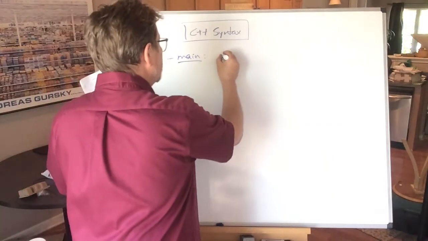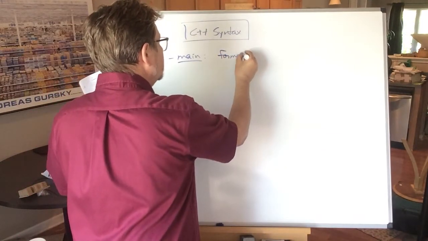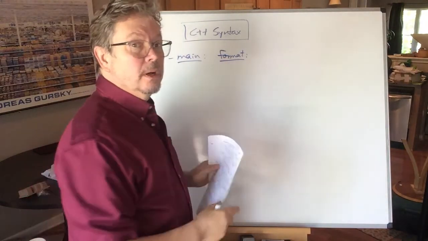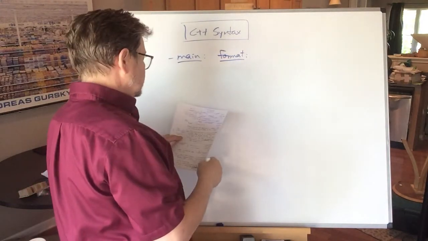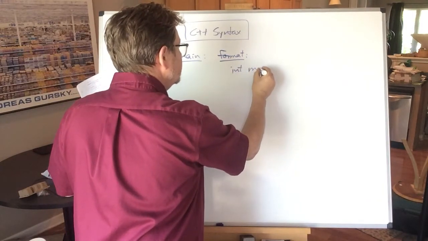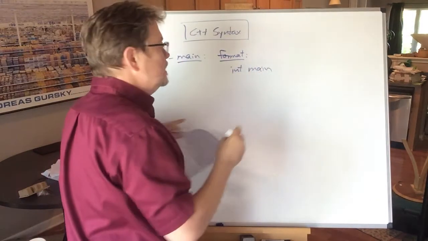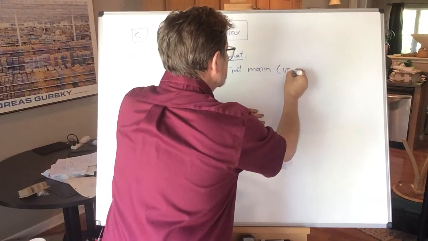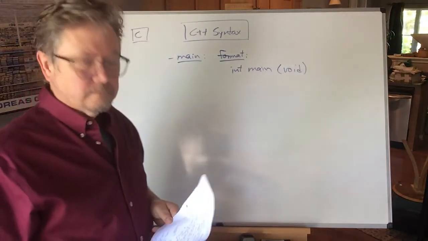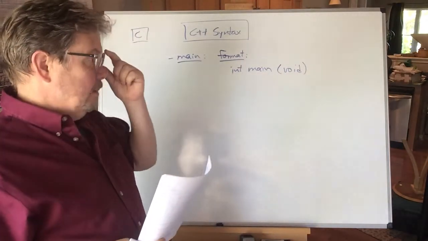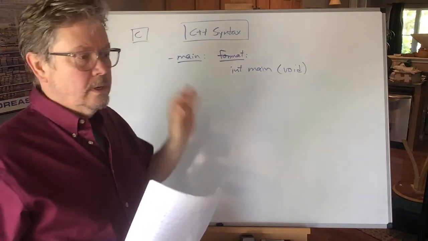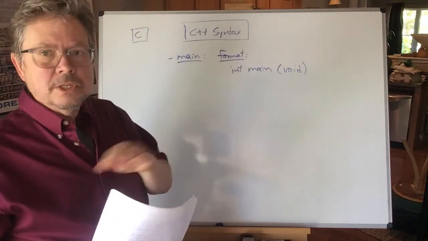The format for the main statement, and I had to put air quotes around that because it's not technically a statement, is this: int, space, main, M-A-I-N, and then parentheses, void, close parentheses. Those of you coming from a Python background, this is the replacement statement for def main parentheses colon.